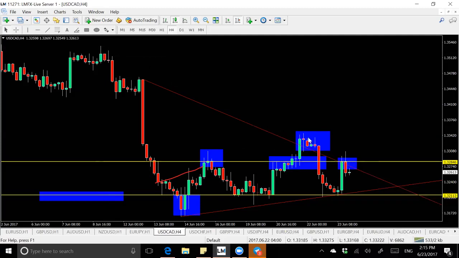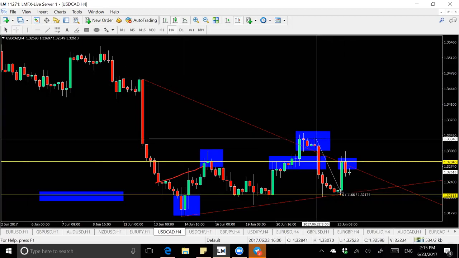Because at this point, I could have entered a long if I had the first trend line. And what would that long give me? This. My long would have ended up 115 pips down.